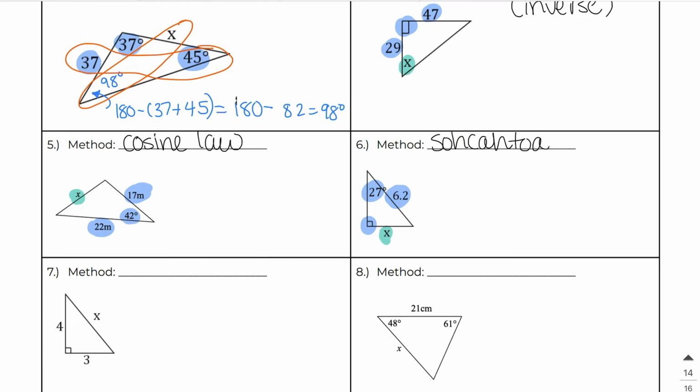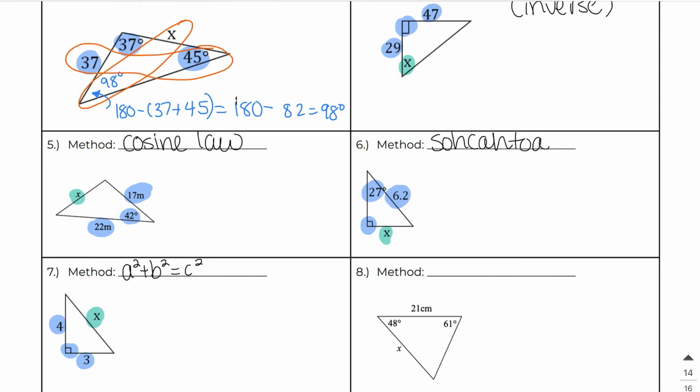In our next one, we are given that we have a right triangle and we have two sides, and the thing that we want to find out is a missing side. So for this, we're going to use Pythagorean Theorem, which is a squared plus b squared equals c squared. If you wrote down Pythagorean Theorem, that's totally fine as well.